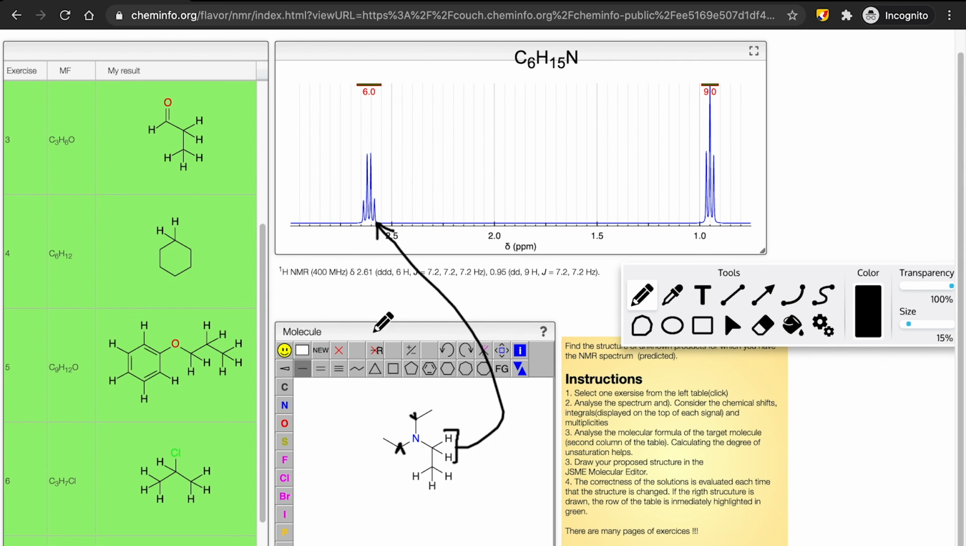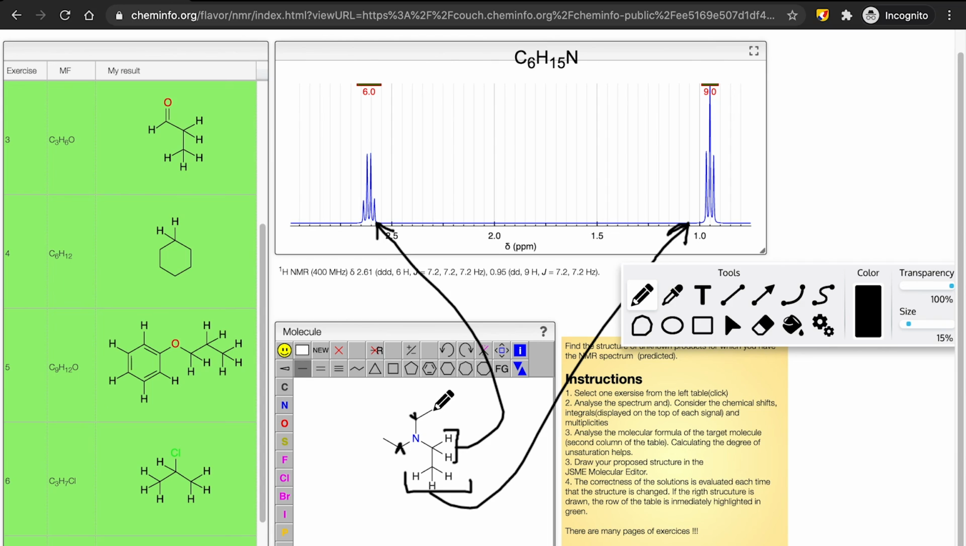Also note that they're more downfield because they're adjacent to the nitrogen, whereas this methyl group at the end gives you the triplet, and that's because they have 2 neighbors. And they're closer to 0, more upfield, because they are farther away from the nitrogen.